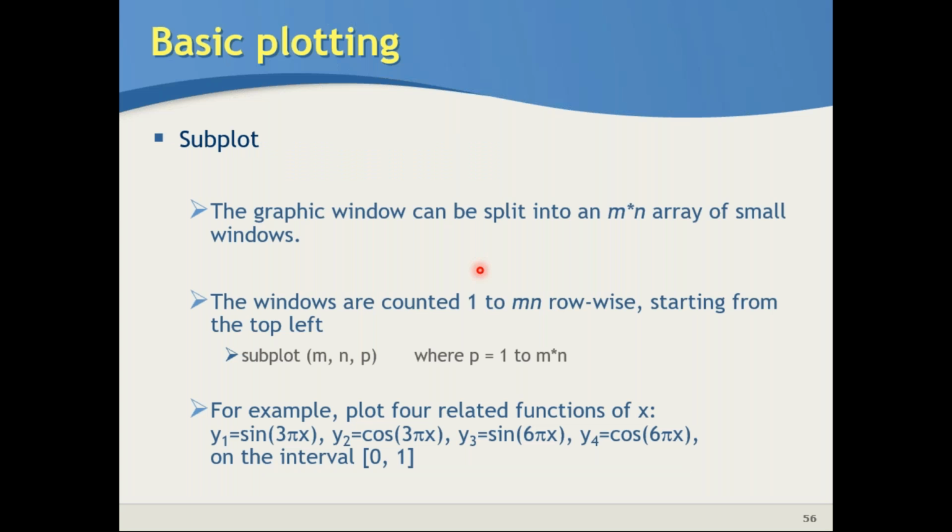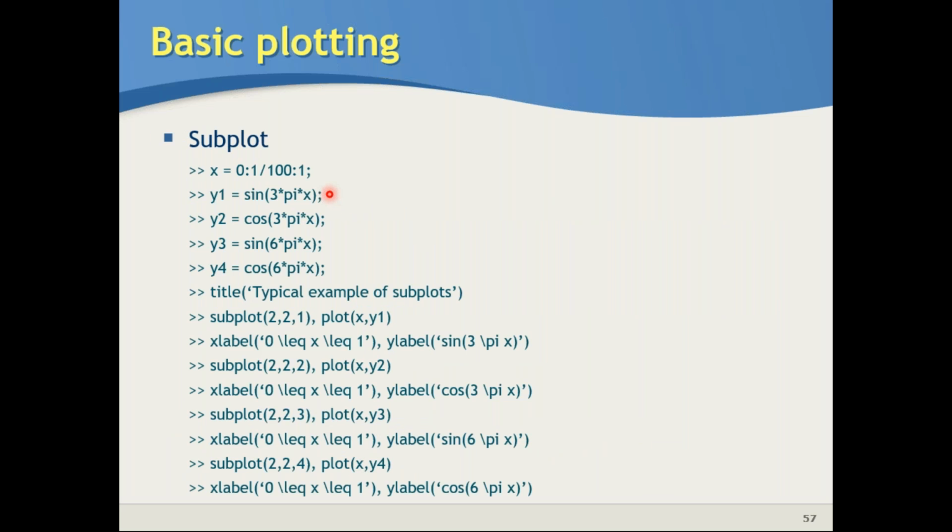Now, if we want to see different figures in a single figure window, then you can use the subplot command. In this subplot command, m and n represent how many figures you want to see in a particular figure window, and the last value represents the position of that particular figure. Suppose we want to plot these four functions y1, y2, y3, and y4. First we have to declare the x variable, and then define all four functions. Then you give the title, then subplot.